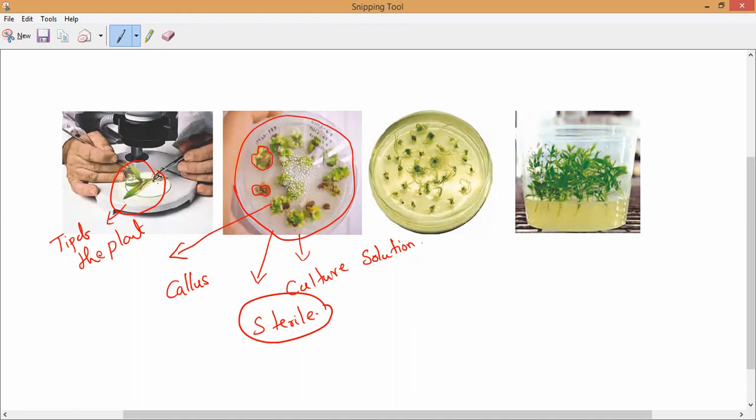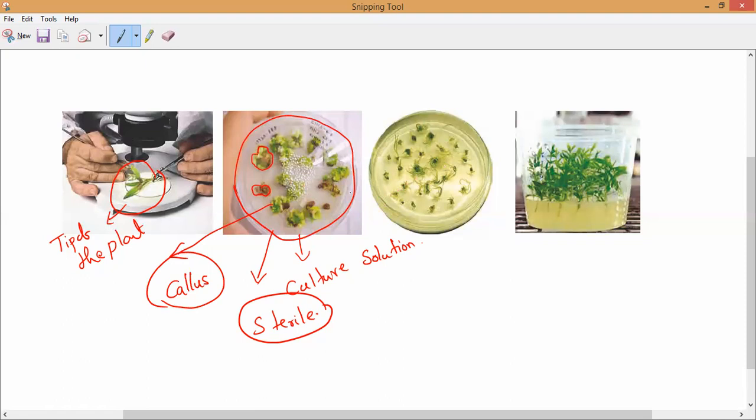Once you keep a sharp group of cells, a small piece of plant tissue, in this jelly, we are keeping hormones, yes or no, the required plant hormones. So these hormones will influence this plant tissue to make rapid cell division, and they will form a shapeless group of cells. Those cells we call callus. Do you understand, everybody? Yes, sir.